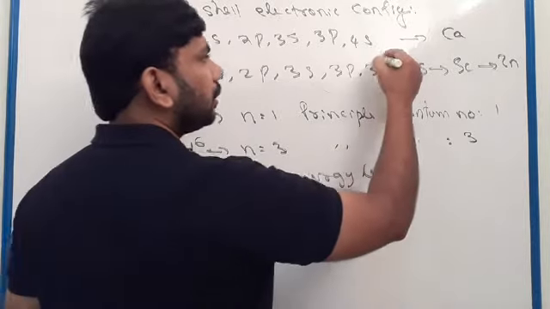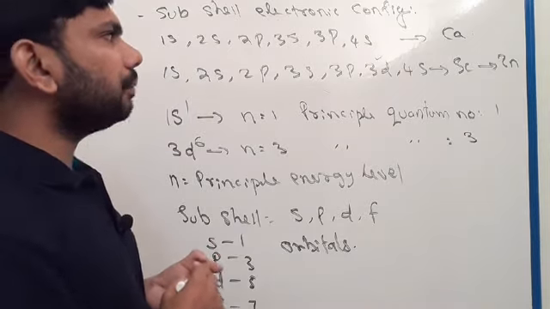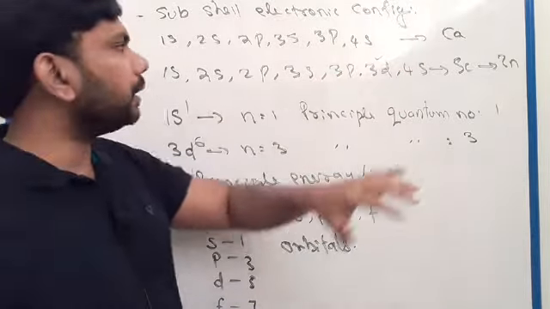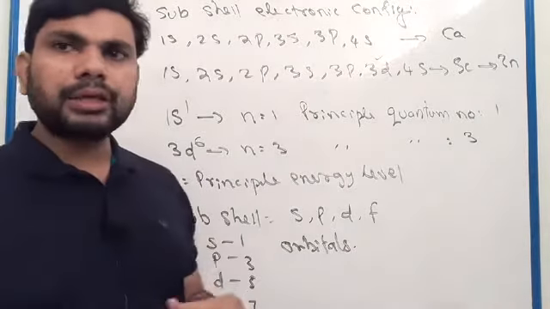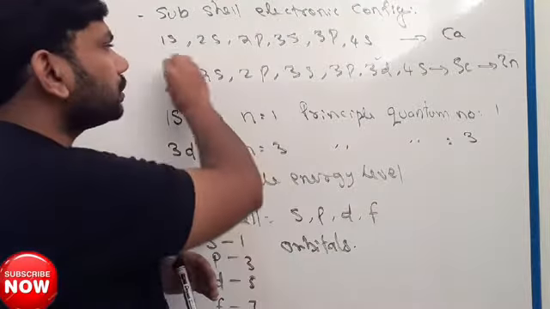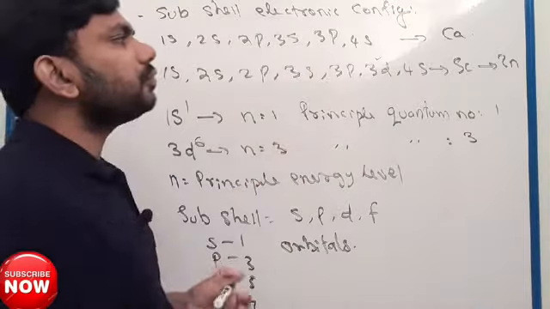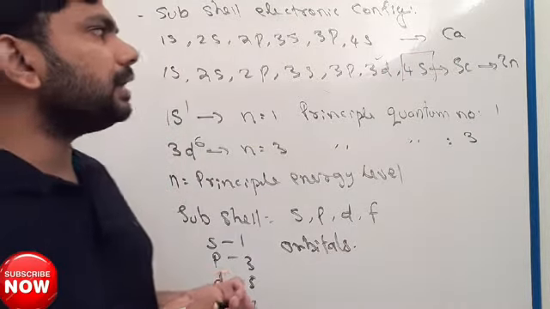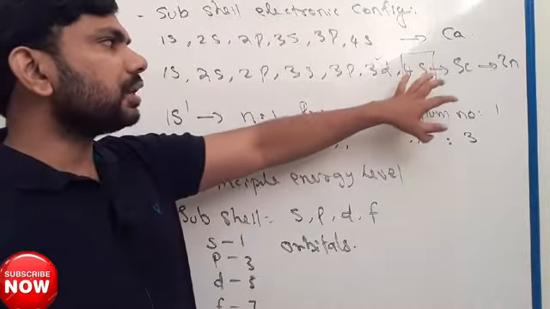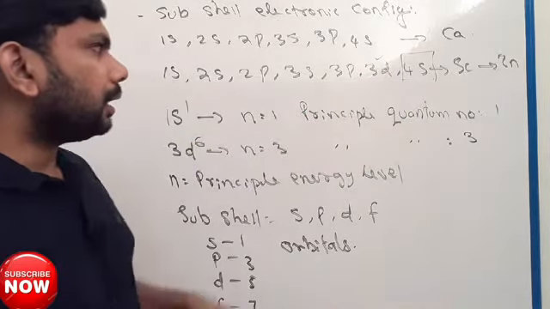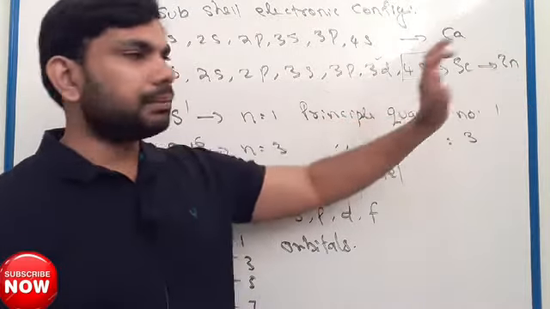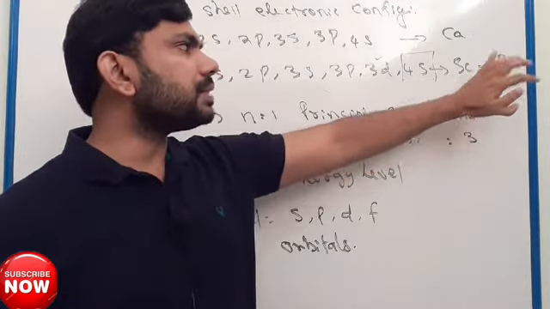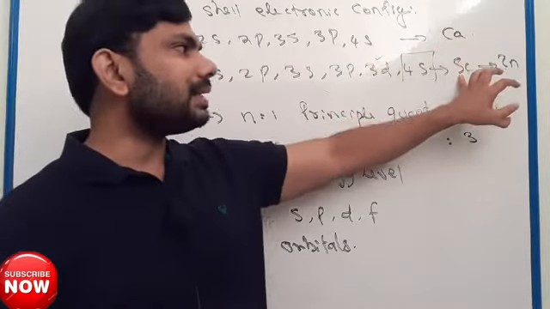But after calcium, there will be another orbital: the 3d orbital is coming. Till atomic number 20, we follow the previous order. After atomic number 20, we follow this one: 1s, 2s, 2p, 3s, 3p, 3d, 4s. Here the 4s orbital fills first before 3d, but we write 3p, 3d, 4s. This follows from scandium to zinc: scandium, titanium, vanadium, chromium, manganese, iron, cobalt, nickel, copper, zinc.